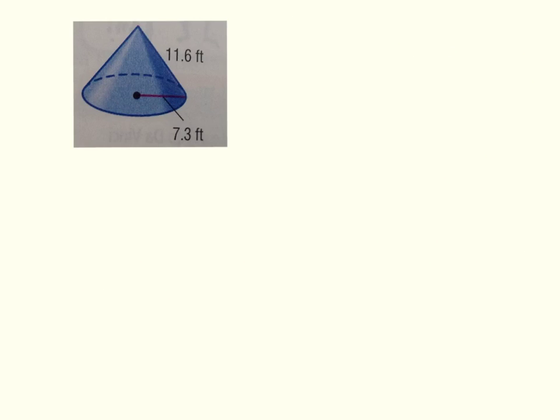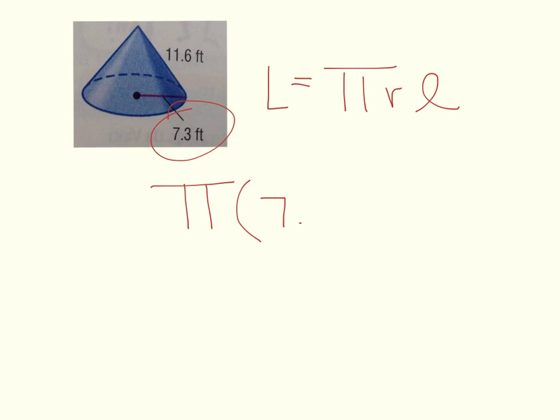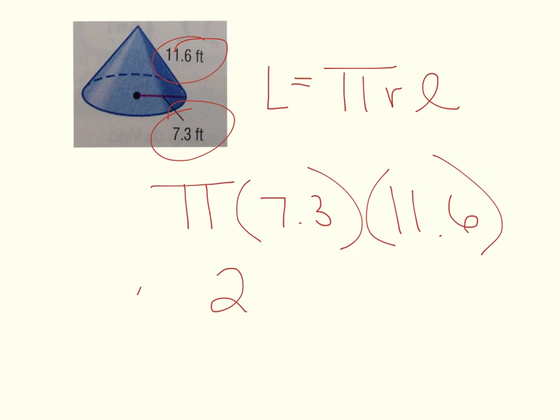So let's look at this example to find the lateral area. We know that the formula is pi RL, so we have pi times R, which is 7.3, and the slant height is 11.6. When you multiply all of those together, you get approximately 266 feet squared as your lateral area.